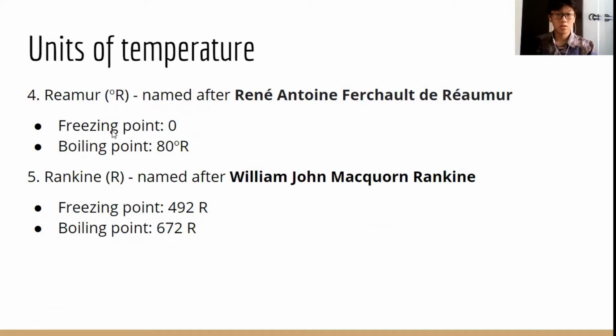The fourth one is Reaumur, named after René Antoine Ferchault de Reaumur. It has a freezing point of 0 and a boiling point of 80 degrees Reaumur. And the last one is Rankine. It is named after William John Macquorn Rankine. It has a freezing point of 492 Rankine and a boiling point of 672 Rankine.